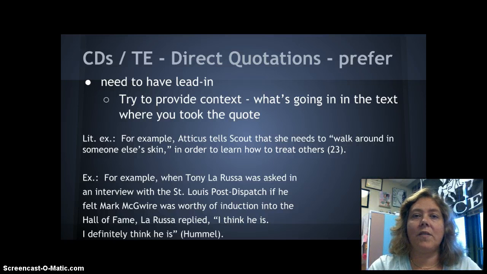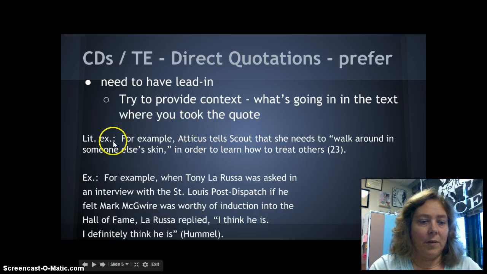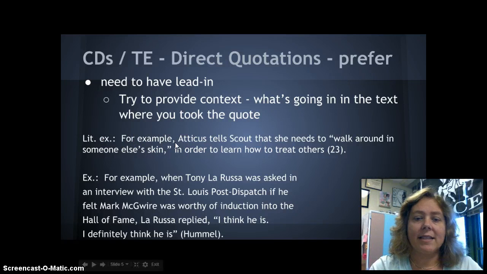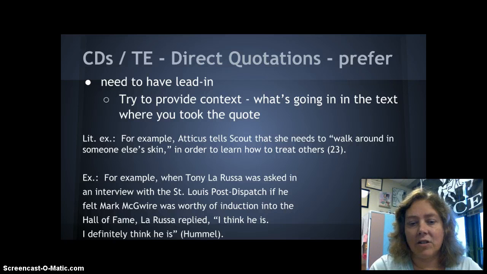The lead-ins provide the context. They tell where you took that quote from. For example, look at the literature example. It says, "For example," which is a transition word, "Atticus tells Scout that she needs to," and then here's the quote, "walk around in someone else's skin in order to learn how to treat others." Notice this part here, "Atticus tells Scout that she needs to." That's the lead-in. It tells us that Atticus is talking to Scout. Atticus is the father, Scout is the daughter, and that he's trying to teach her something.